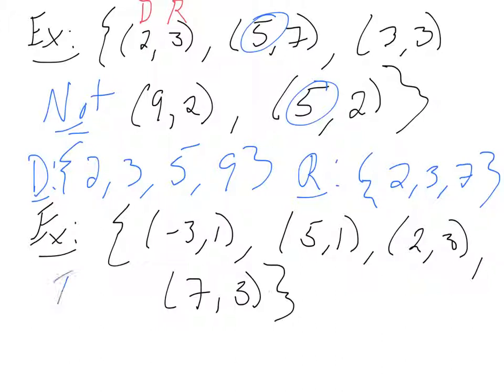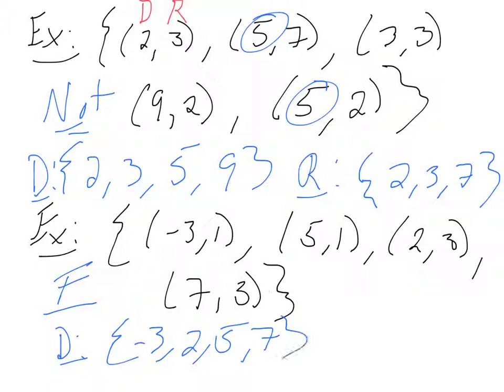The next one, function, not a function? Function. So we have, and this is okay, right? We have an element of the range here that's linked up with more than one element of the domain, but that's okay. We don't mind that. It's still a function in that case. And so it is a function, and so the domain is -3, 2, 5, and 7. And the range is, and I like to order them from lowest to highest, just 1 and 3, right?